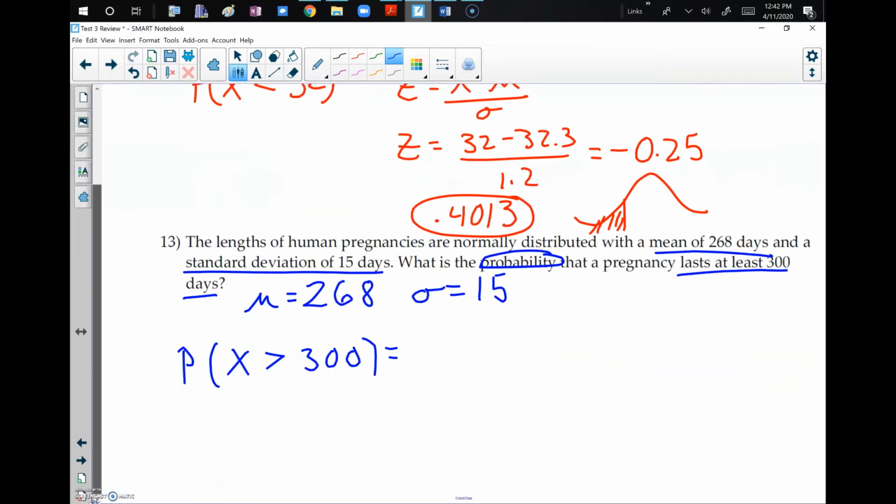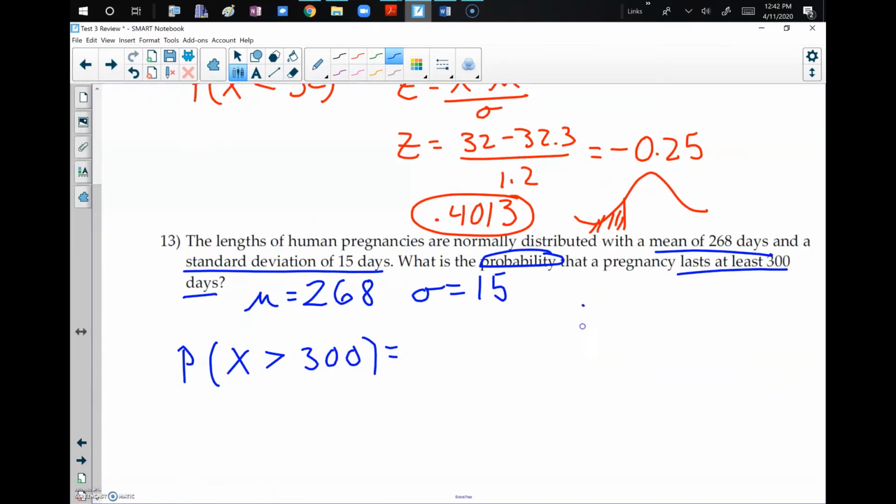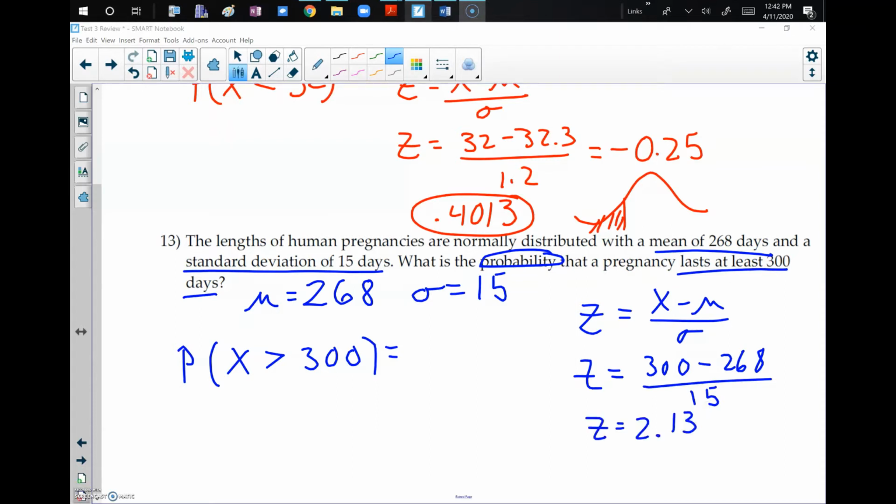So let's first start step 1 by finding our z-score using our z-score formula. Here my value of interest is the 300. I'm going to subtract my mean, 268, and divide by my standard deviation of 15. Now when I type that into my calculator, I get a decimal that's 2.133333 repeating.